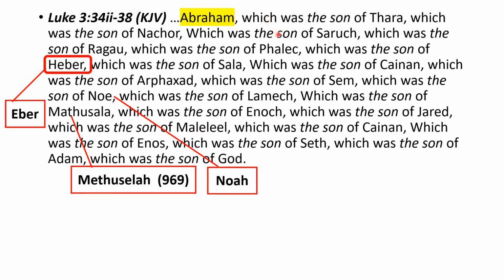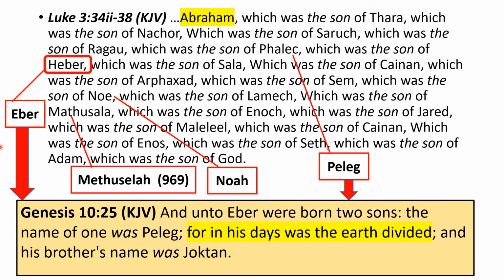Heber had a son named Phalec. Phalec in the Old Testament is often translated as Peleg. In Genesis and First Chronicles we're told, "In his days was the earth divided."